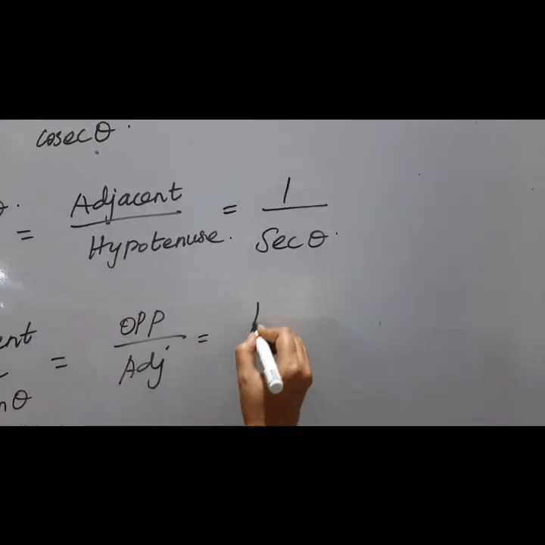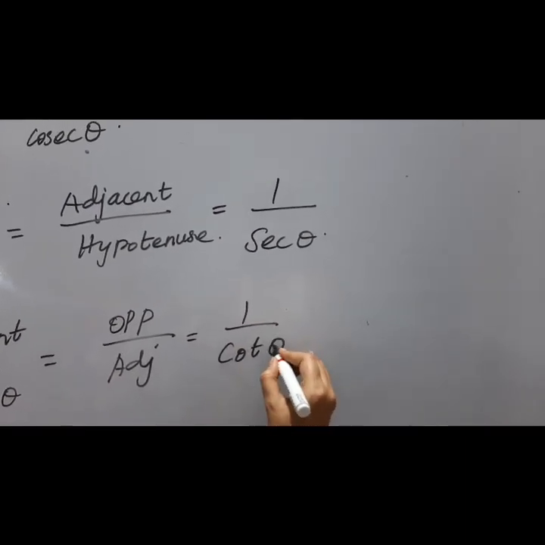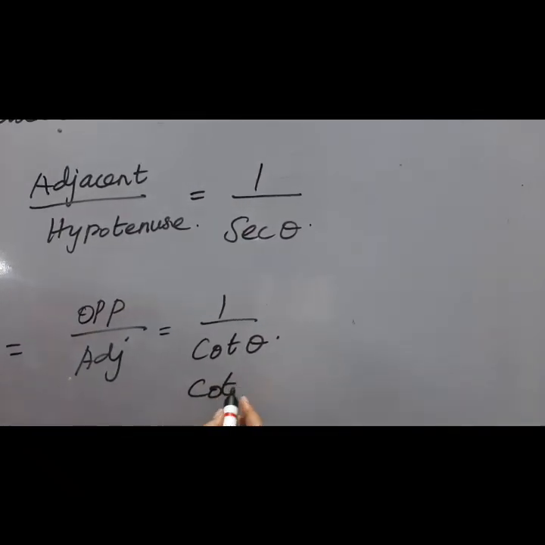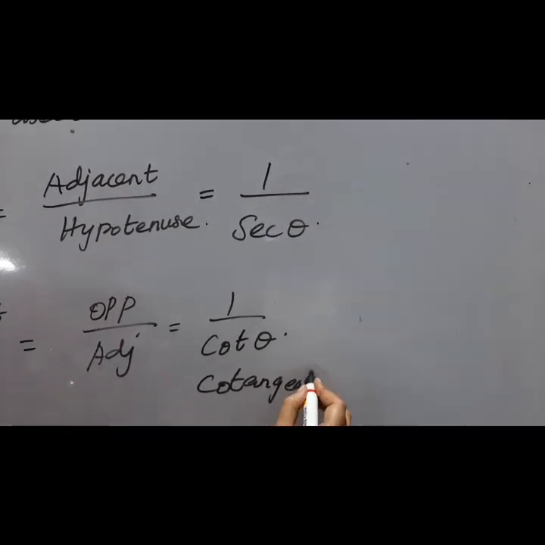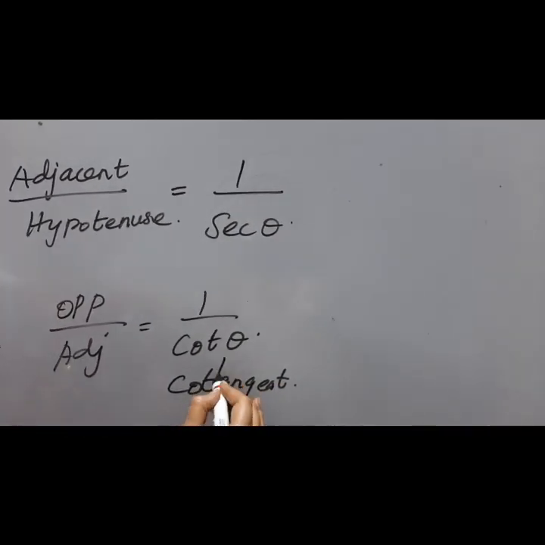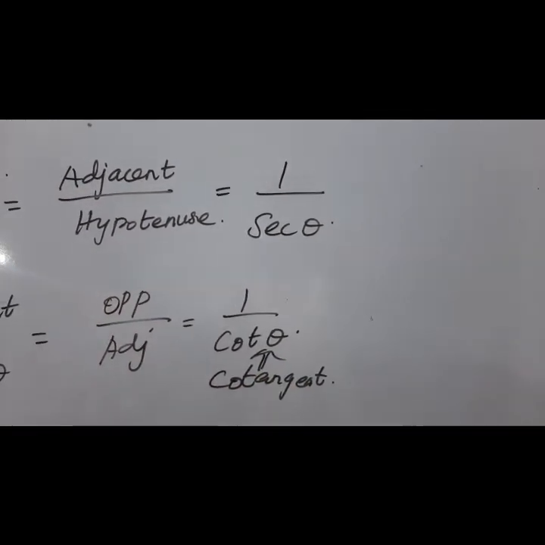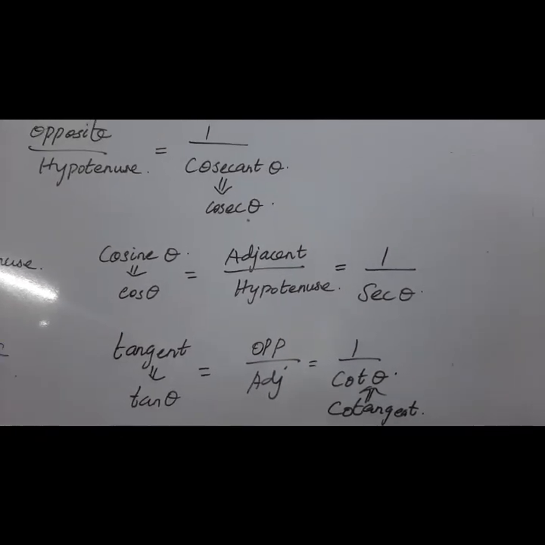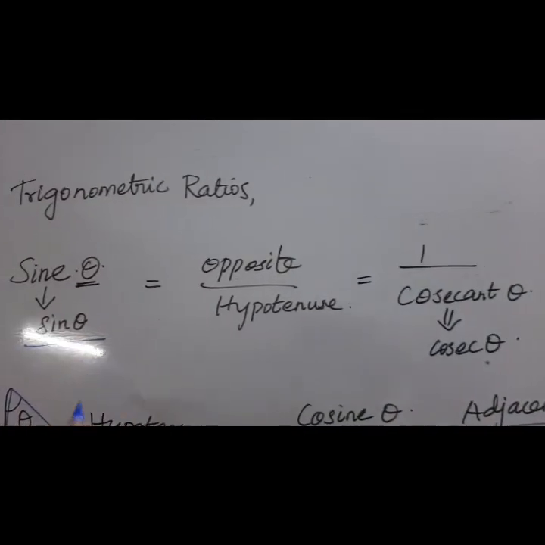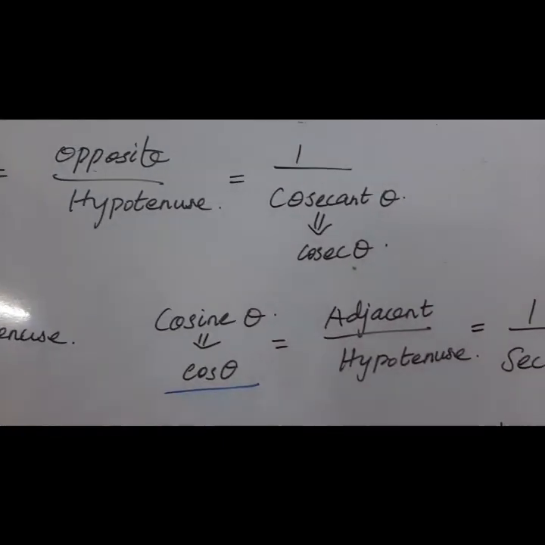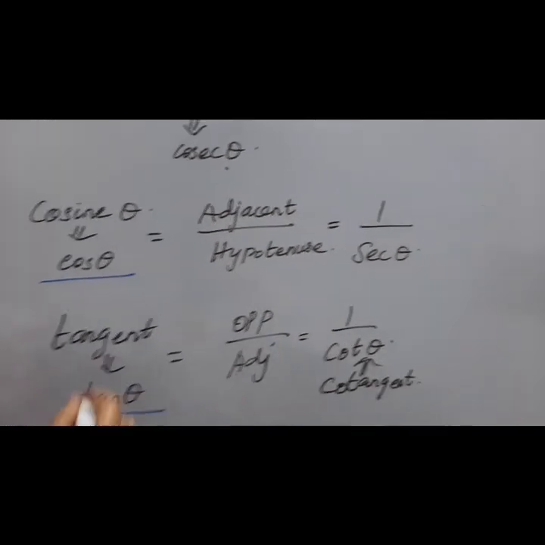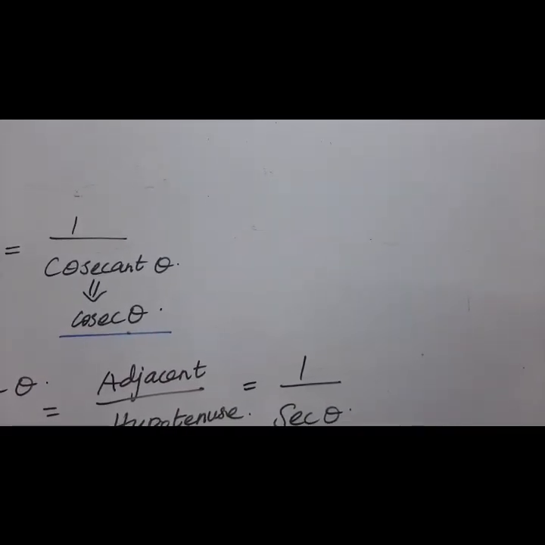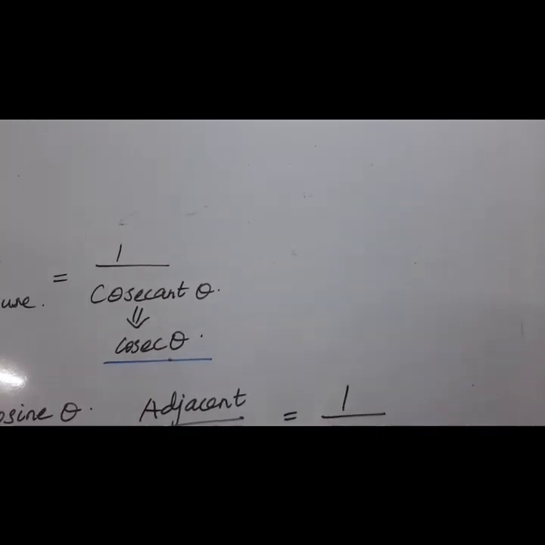Tan is the reciprocal of your sixth trigonometric ratio, cot theta. Cot theta is cotangent, and while solving sums we usually write it as cot theta. So there are 6 trigonometric ratios. The first one is sine, second one is cos, third one is tan, fourth one is cosecant theta. Cosecant theta, I told you, is the reciprocal of sine.